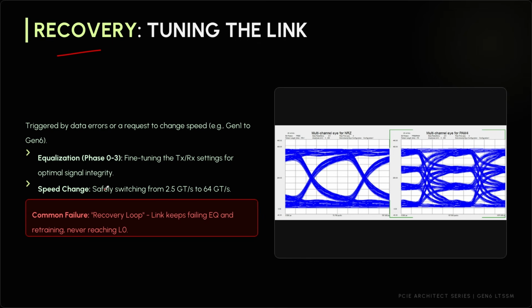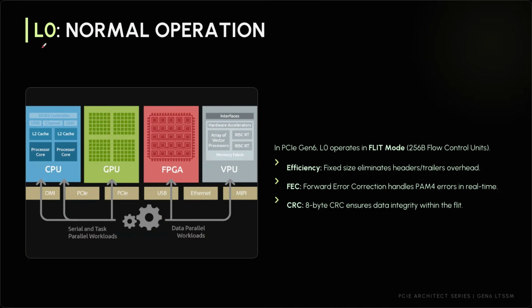Poor signal quality can easily cause errors. A common issue which engineers face is a recovery loop, where a link repeatedly enters recovery but never reaches L0. Typical causes include signal integrity issues, an incorrect equalization preset, PCB routing problems, or excessive channel loss. After successful training and optimization, the link finally becomes operational. So we move to the L0 state.